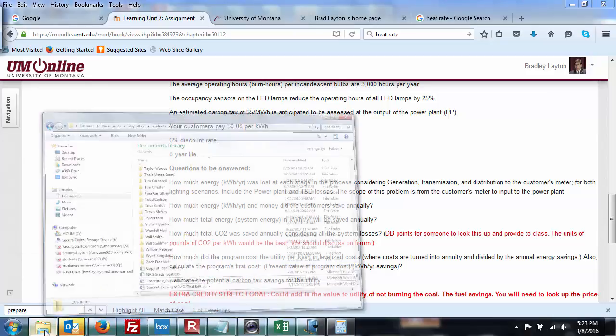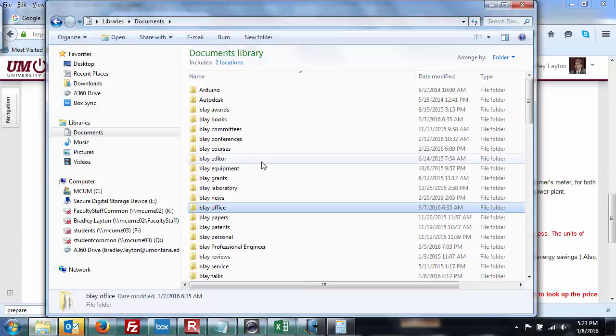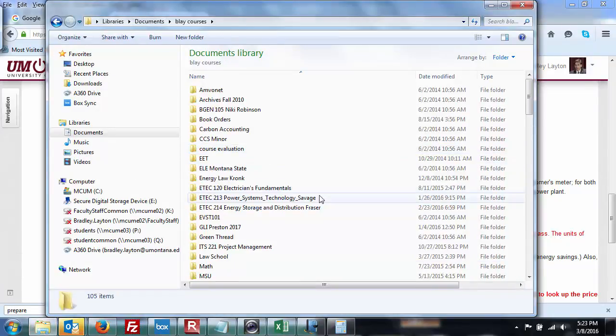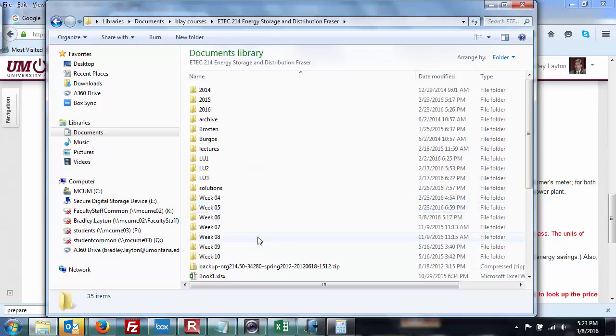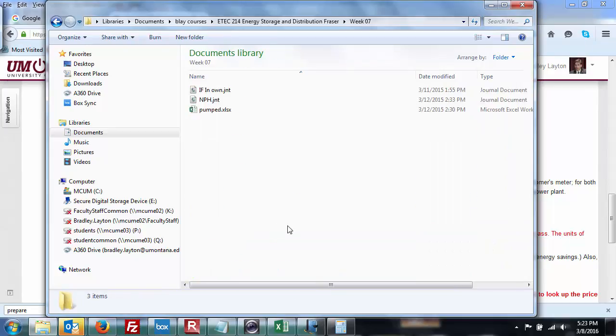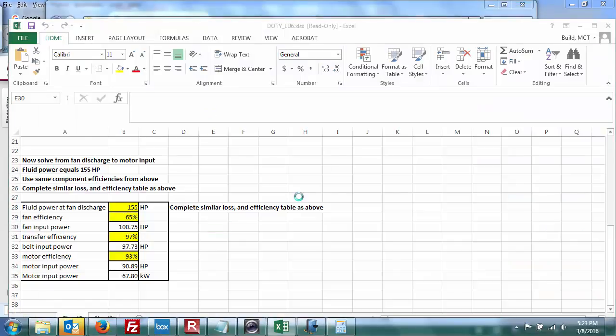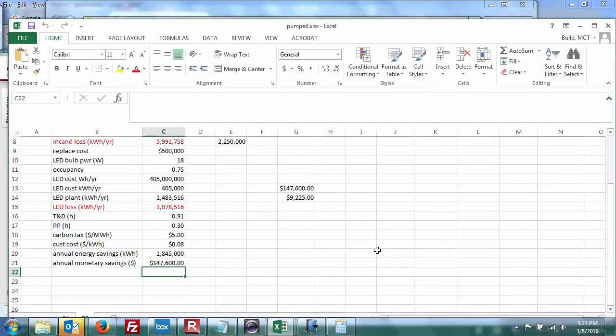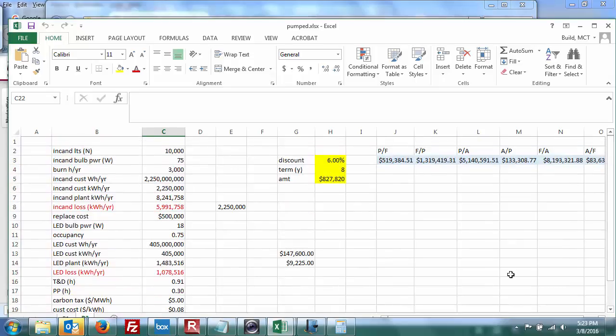I might have started this one. Let me see. Documents, courses, 214, week 7. Maybe. Let's just see how we're doing here. Okay. Wow. I might have already done the problem. I just want to go through the thought process here, though.